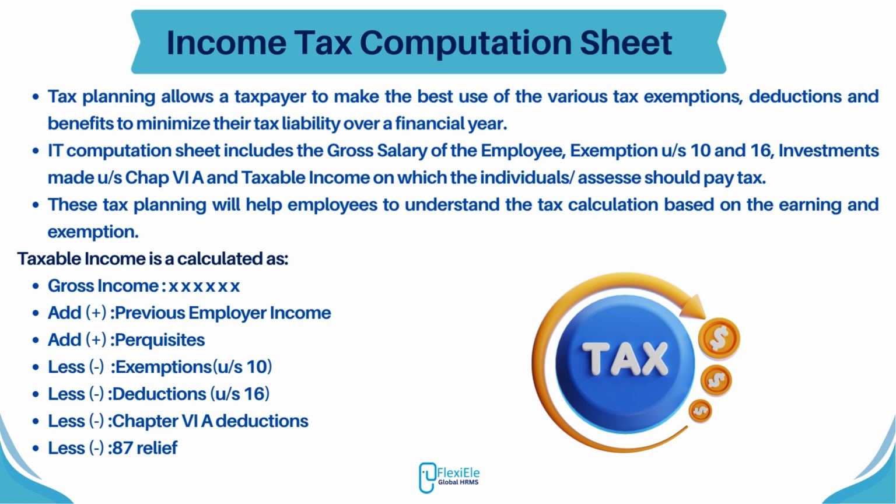Think insurance premium or contribution to your PF. Once everything is added and subtracted, what you are left with is your taxable income and the number governments look at to decide how much tax you owe. The sheet may even include reliefs like section 87A to ease the final bill. In short, this isn't just paperwork, it's your tool to make smart, legal choices and minimize what you pay. Because planning taxes isn't just about money, it's about peace of mind.